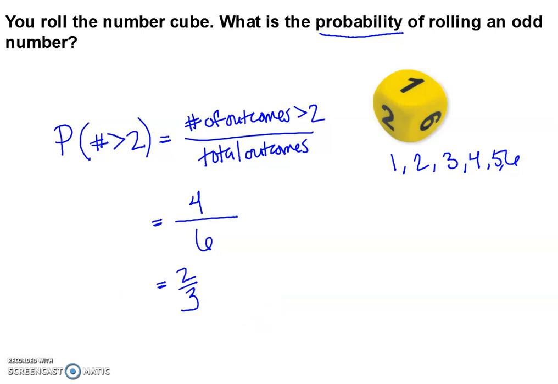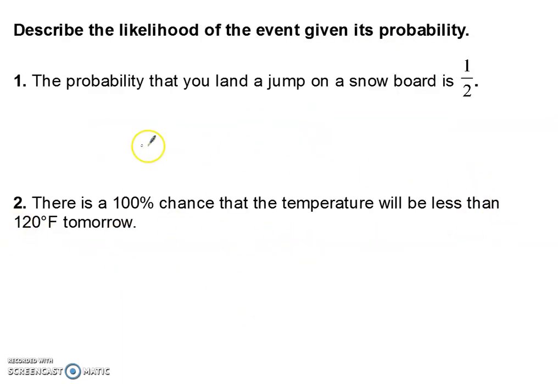Let's try some more. Let's look at number 2 down here. It says there's a 100% chance that the temperature will be less than 120 degrees tomorrow. This likelihood is known as certain. It will happen. Right? The chance of us reaching 120 degrees tomorrow is none.